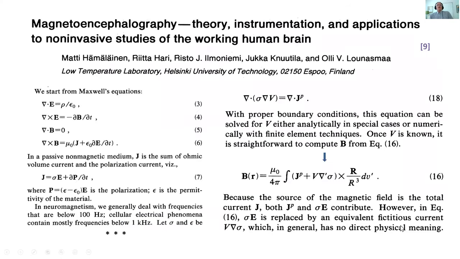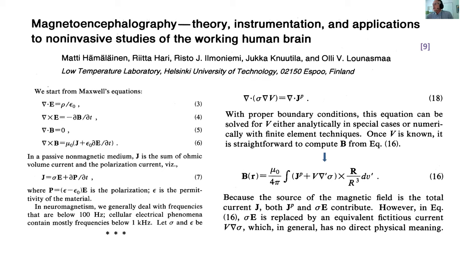Okay, this is a classic paper by Matti Hämäläinen and other very distinguished MEG researchers who hail from Finland. I recommend it. It's about 100 pages, but it does a really nice job in this section. So he starts with Maxwell's equation, and then the quasi-static approximation is used.